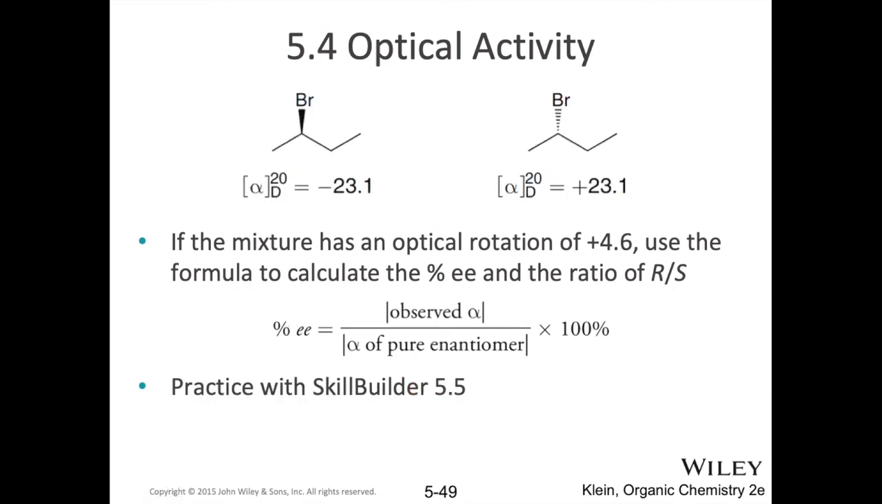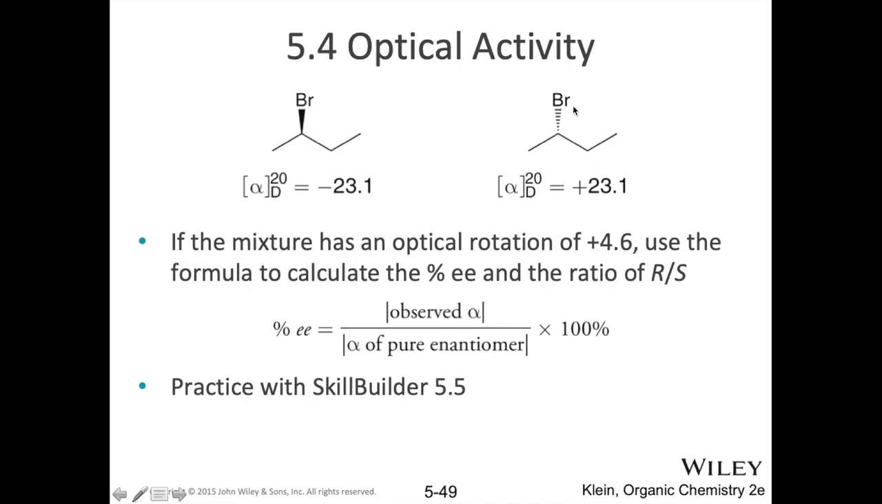So let's try a problem out here. We're told that this mixture has an optical rotation of 4.6. Keeping in mind that's positive 4.6. So just that positive sign alone, that dextrorotatory excess, tells you you probably have more of this S enantiomer.